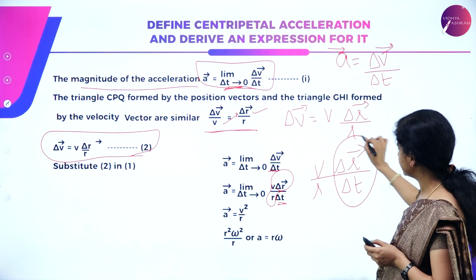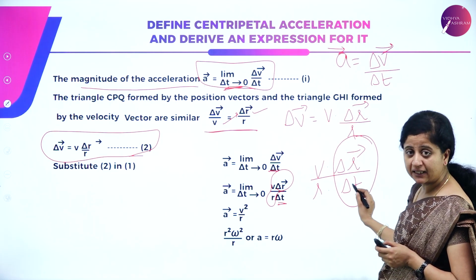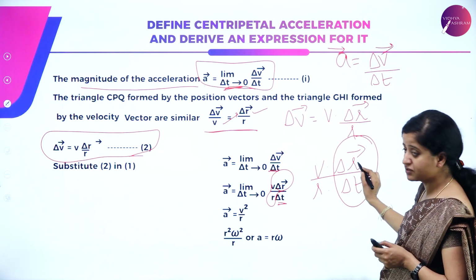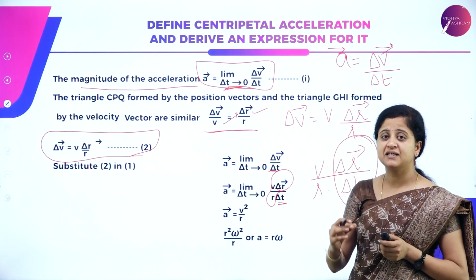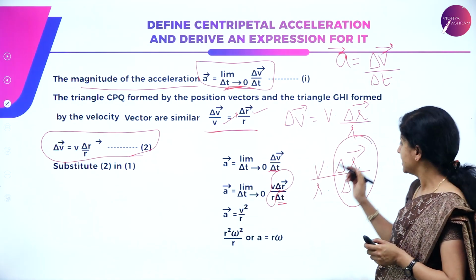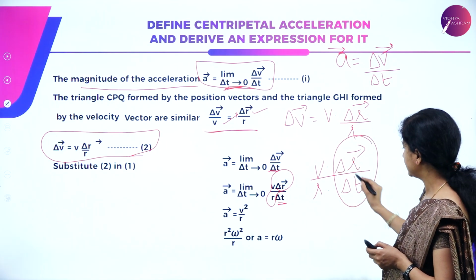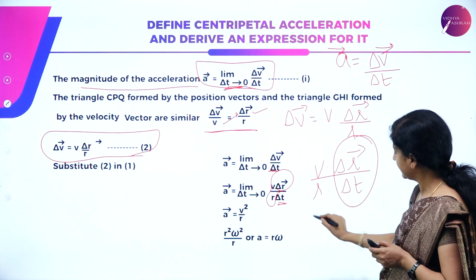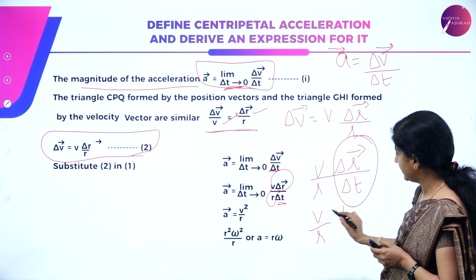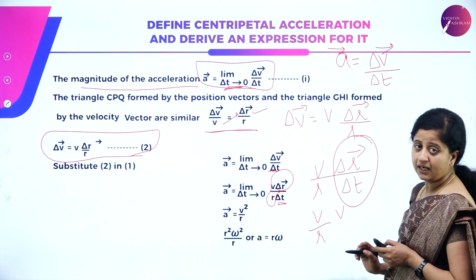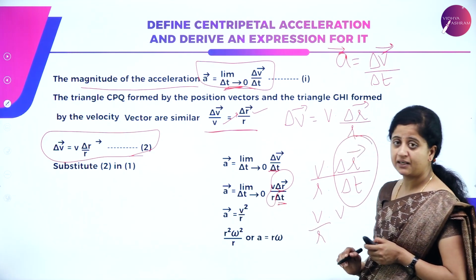But what is this delta R divided by delta T? Delta R divided by delta T is nothing but change in position with respect to time. Change in position is nothing but the body is getting displaced, which means the rate of change of displacement is nothing but velocity. So we can replace this entire term by the velocity term, that is V. So now V into V is V square divided by R. So from this, we can write A is equal to V square divided by R.